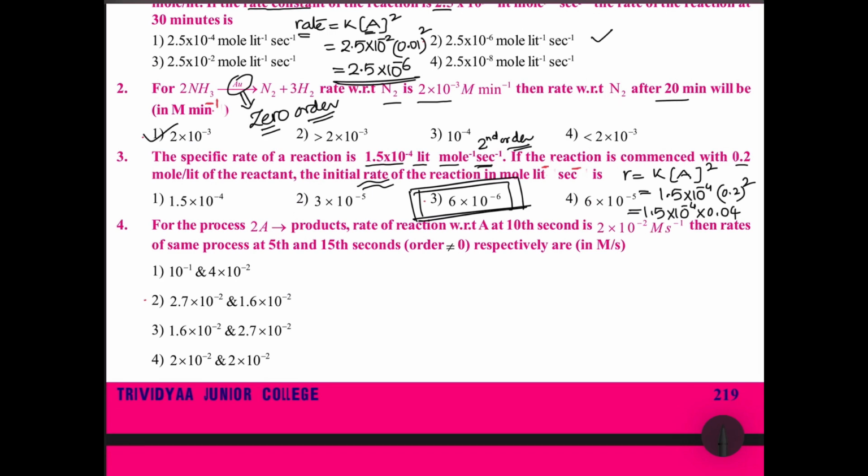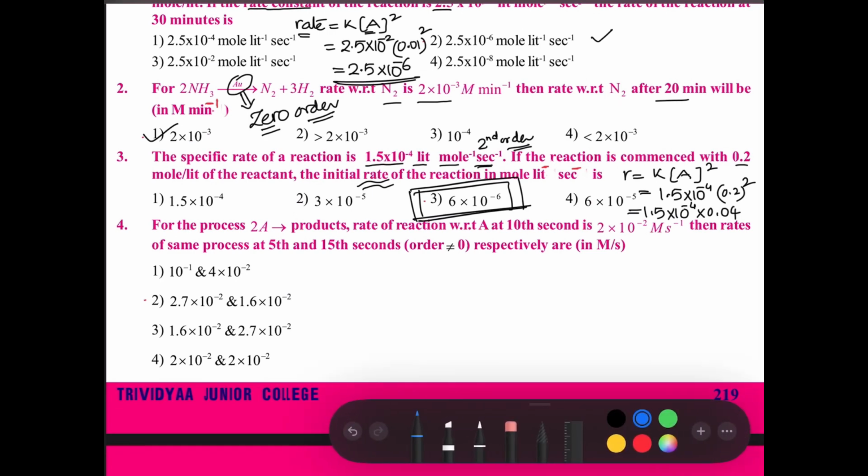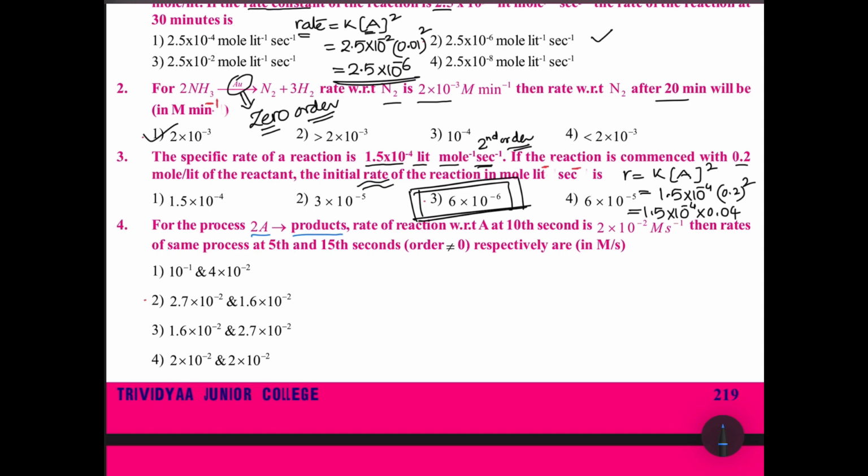Question number 4, very interesting. For the process 2A gives rise to products, the rate of a reaction with respect to A at 10th second is this much. Then rates at 5th second and 15th second. Very simple. Generally, order is not zero mentioned. For other order reactions except 0, the rate will be continuously decreasing along with time. So 5th second will be greater than 10th second and 15th second will be less than 10th second. Simple logic. At 5th second it is more and at 15th second it is less than the 10th second time. Very simple logic.